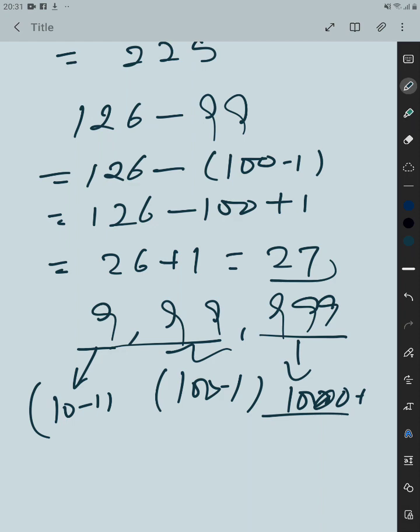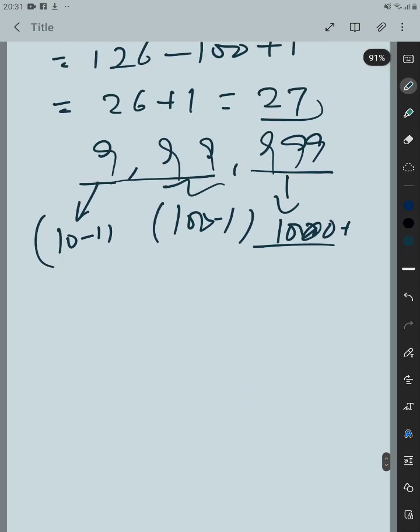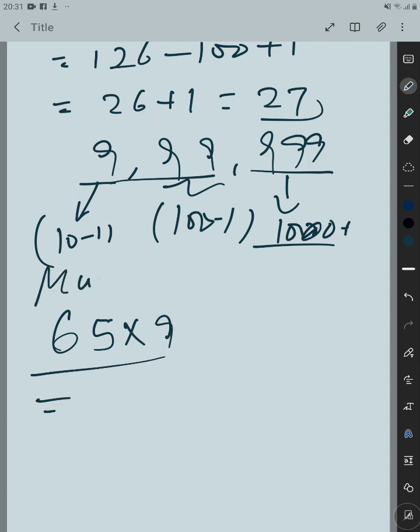Similarly, not only in addition and subtraction, in the same way you will find it in multiplication also. Let's take some examples of multiplication. Let's take 65 multiplied by 9. So what can we write here for multiplication? Let's see.